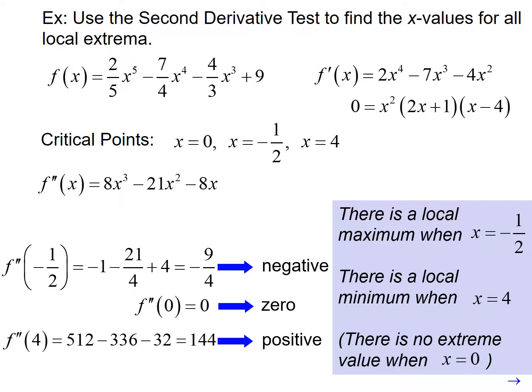There's a local minimum when x equals 4, because again, there's a critical point, so the slope is 0, and the second derivative is positive, so it's concave up, which means there must be a minimum value there at that critical point. But then when x equals 0, although there was a critical point, f double prime is 0, so it's an inflection point. There is no maximum or minimum value at that point.